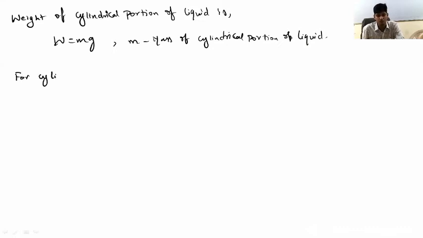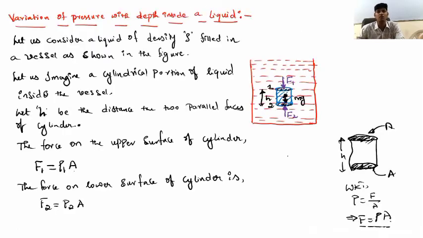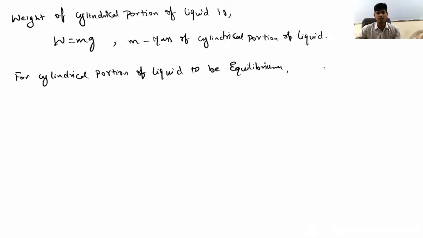For the cylindrical portion of liquid to be in equilibrium, that is, to be at rest, the net downward force must be equal to net upward force. What is the net downward force? F1 plus mg. What is the net upward force? F2. So the net downward force F1 plus mg should be equal to net upward force F2.